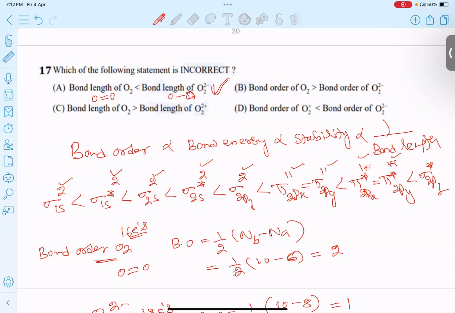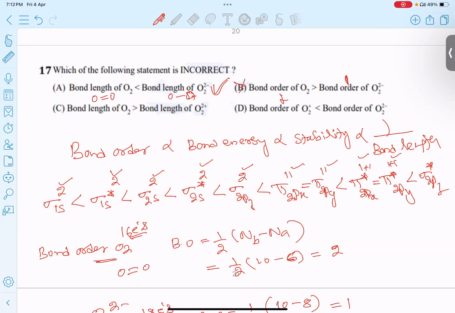Next, let us check option B. Bond order of O2 is greater than bond order of O2 2 minus. That is also a correct statement. Bond order of O2 is 2, bond order of O2 2 minus is 1. So bond order of O2 is greater than bond order of O2 2 minus. So B is also not the incorrect answer.